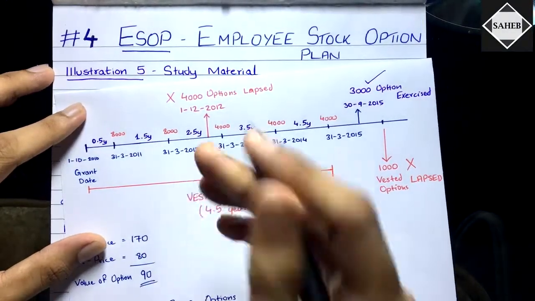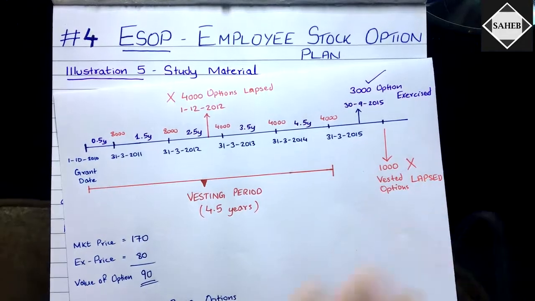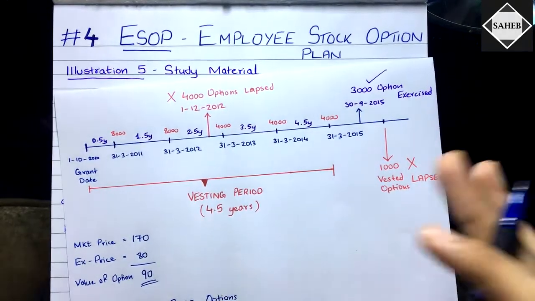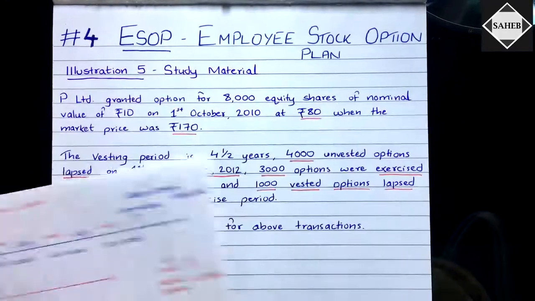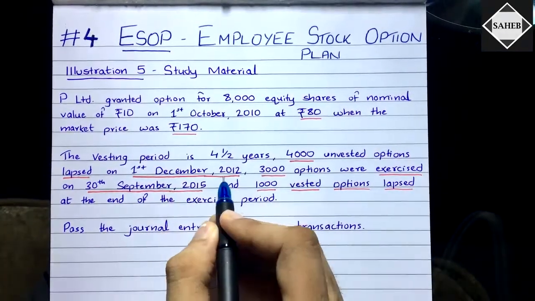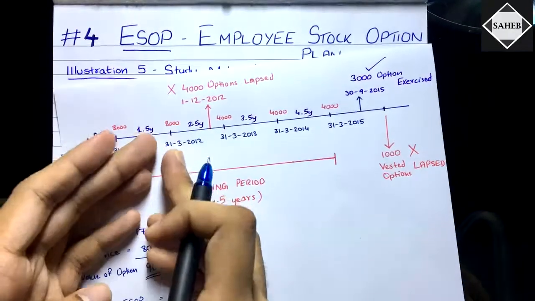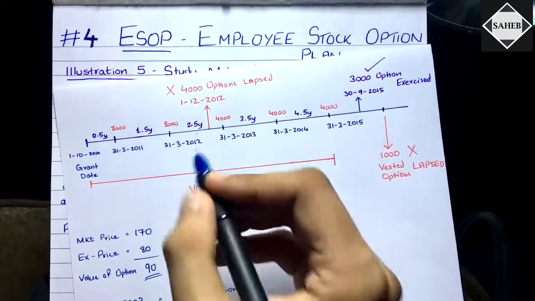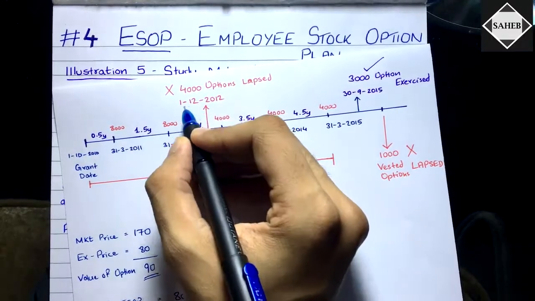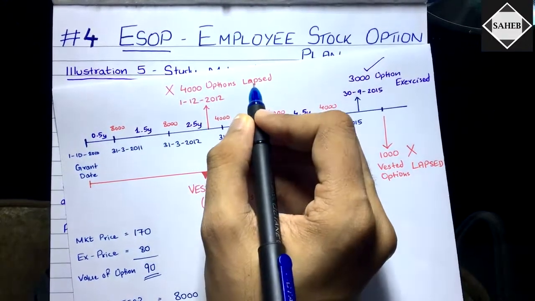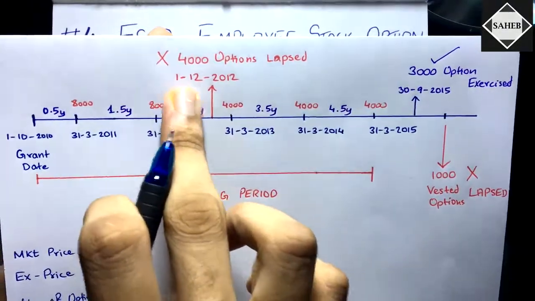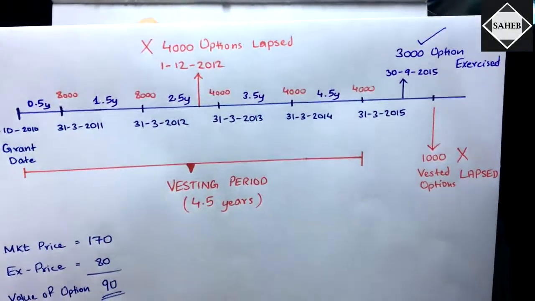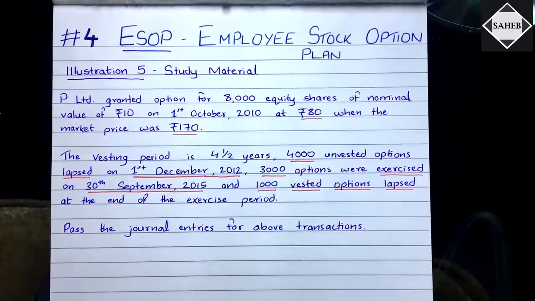Yeah, you have to properly put it into a diagram so that you can understand which things are happening when, right? So here, see, this is the 31st March 2012. So here they are talking about 1st December, so 1/12/12, isn't it? So it will happen after the March, right? So somewhere here, 1st December 2012, 4,000 options have lapsed. Is that clear? Yeah, see here, 31st March 2012, then only that has happened, right? It is 1st December 2012, so 4,000 options have lapsed. Clear? Yes. So take a note of that.